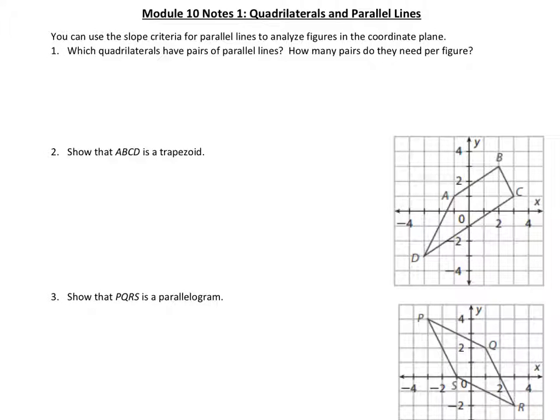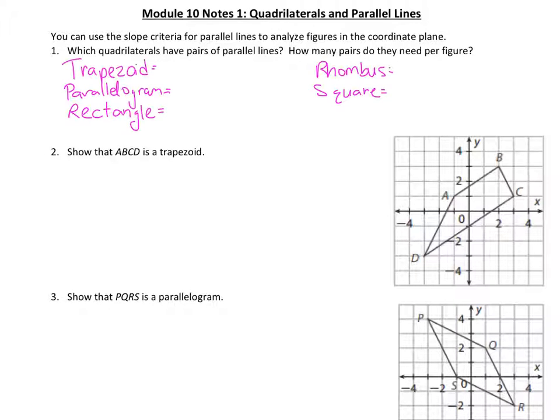Now that we know some things about quadrilaterals and parallelograms and trapezoids and kites, we are going to use the coordinate plane and our slope to determine if we have a parallelogram or if we have a trapezoid. So first off, which quadrilaterals have pairs of parallel lines? The shapes that we already know are a trapezoid, parallelogram, rectangle, rhombus, and a square.